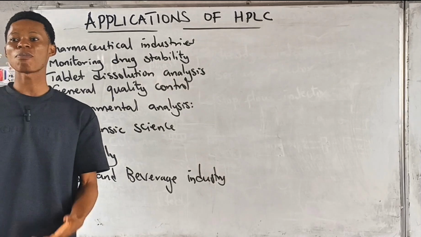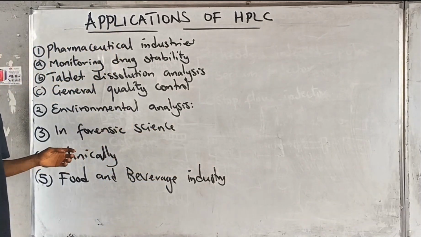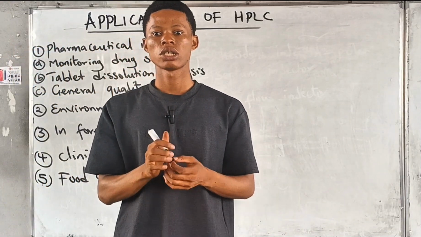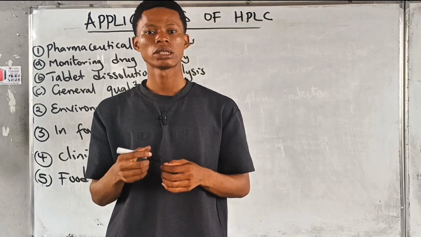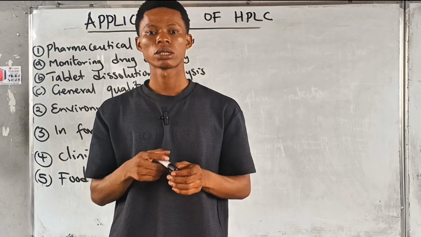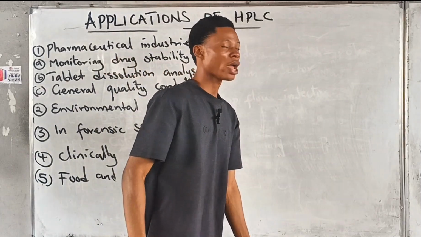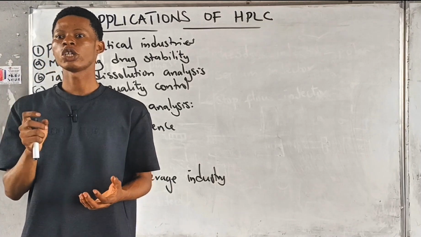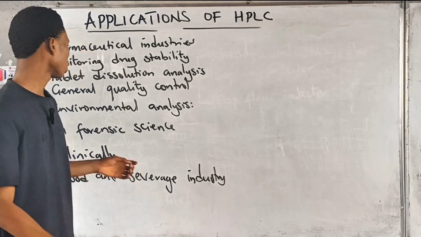Environmentally, we can use HPLC to analyze or to check for pollutants. Apart from that, you can also use it to check for what? Apart from pollutants, what can you use HPLC for in the environment? Detection of phenolic compounds, right? Where? In drinking water. In fact, generally, you can use HPLC to analyze drinking water.